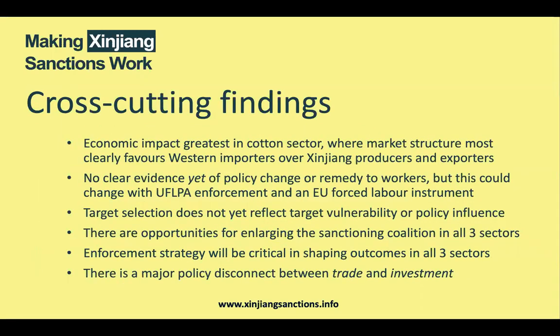Several cross-cutting findings also emerge in part 3. Of the 3 sectors studied, the one most clearly impacted by Xinjiang sanctions is the cotton sector. That's the sector in which the costs created by sanctions fall more on Xinjiang producers and exporters than they do on Western importers and buyers. And that's instructive for how we think about sanctions design elsewhere.